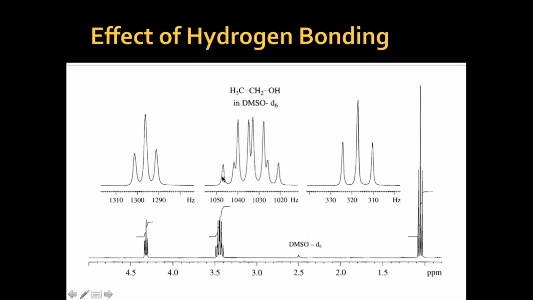Some other splittings are also coming. It's just because of the exchangeable protons, how the oxygen hydrogen behaves in the magnetic field. The oxygen hydrogen is in the influence of CH2, meaning n plus 1, 2 plus 1, 3. So the oxygen hydrogen should show a triplet. You can see the triplet at 4 point something, 4.3. DMSO is at 2.49, a very small peak.